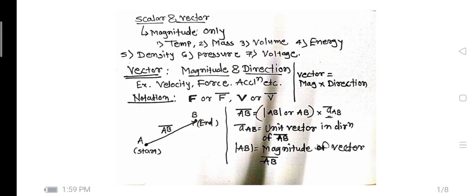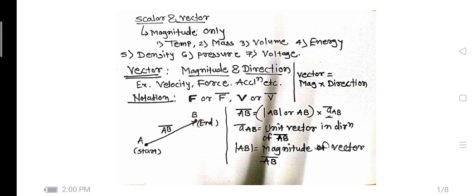So notation of vector quantity is boldface letter, or you can simply put a capital letter and a bar on the top of that letter. So for example, here force is represented by F bar, and velocity is represented as V bar, right? So here is the vector representation, which will have a starting point, end point. So this vector, let's say starting point is A, end point is B. In that case, the vector is represented by AB bar.